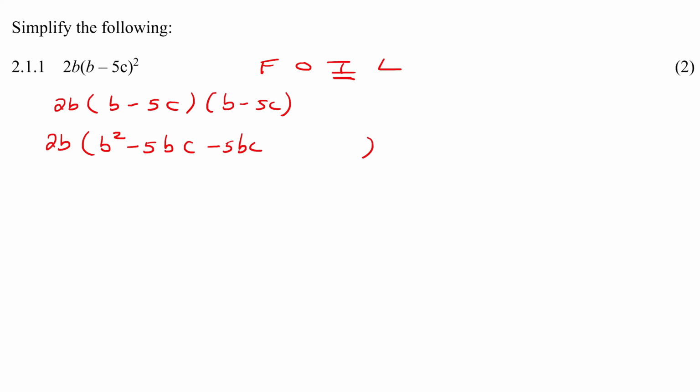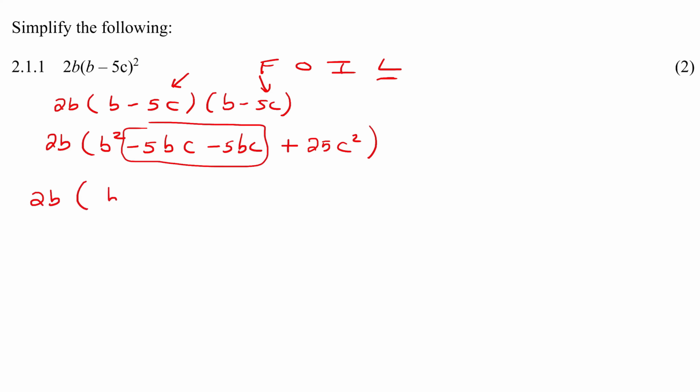Same thing. And then the last one is L, which means last. It's the last one in this bracket and the last one in this bracket. So that'll actually end up giving you a positive, because a negative times a negative is a positive, and a c times a c is a c squared. Now, can you see that these two go together because they are like terms? So let's go put them together.